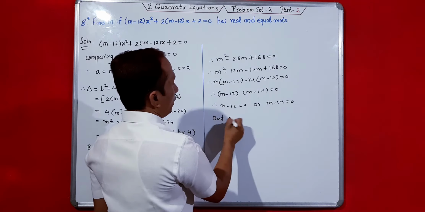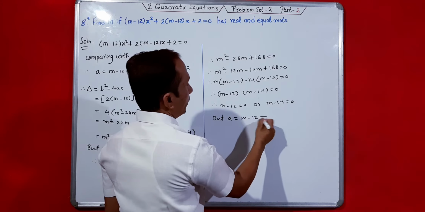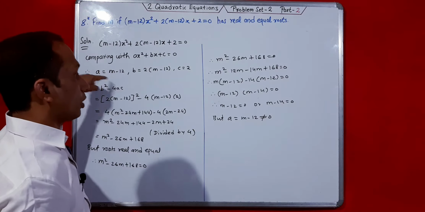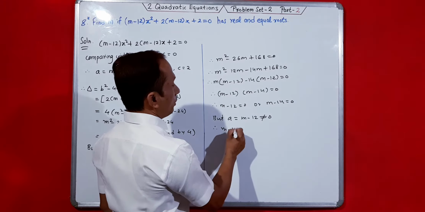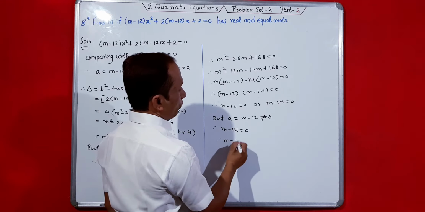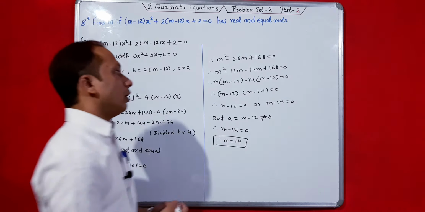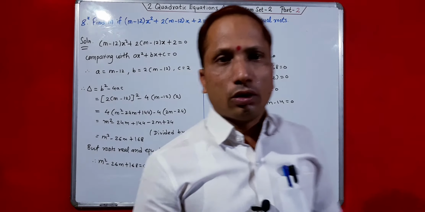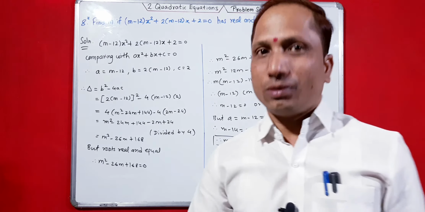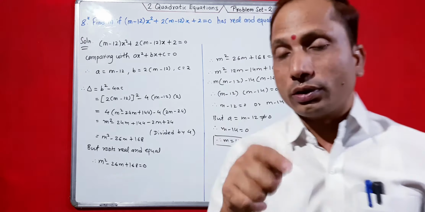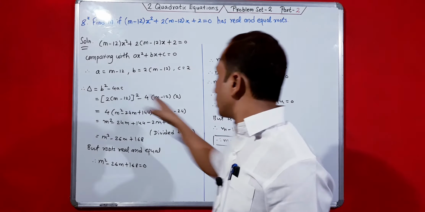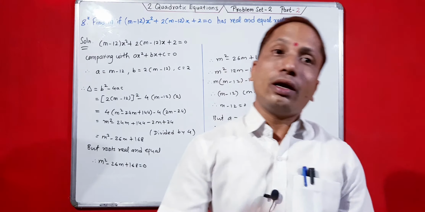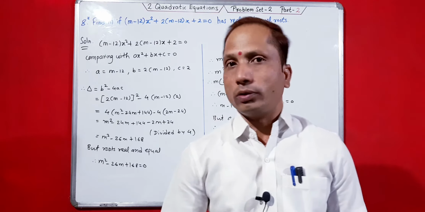But a is equal to m minus 12 will never be equal to 0, because a is the coefficient we just compared. Therefore m minus 14 is equal to 0, so m is equal to 14. This is the value of m. Keep this in your mind: the coefficient of x square, a, will never be zero, so m minus 12 is not zero and m is equal to 14. So this is the 8th problem. We have solved it, and now we are going to solve problem number 9.